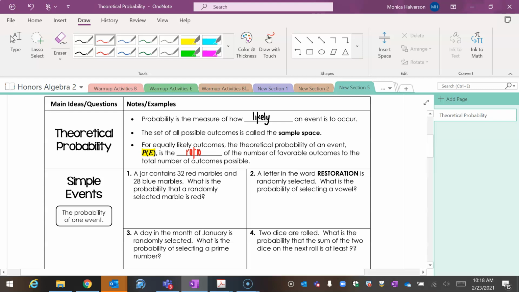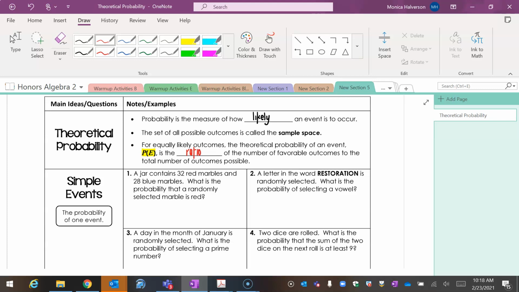So let's look at how we would use theoretical probability. And the first thing we're going to look at is simple events. So that's the probability of one event happening. So we've got a jar, and it contains 32 red marbles and 28 blue marbles. What is the probability that a randomly selected marble is red?